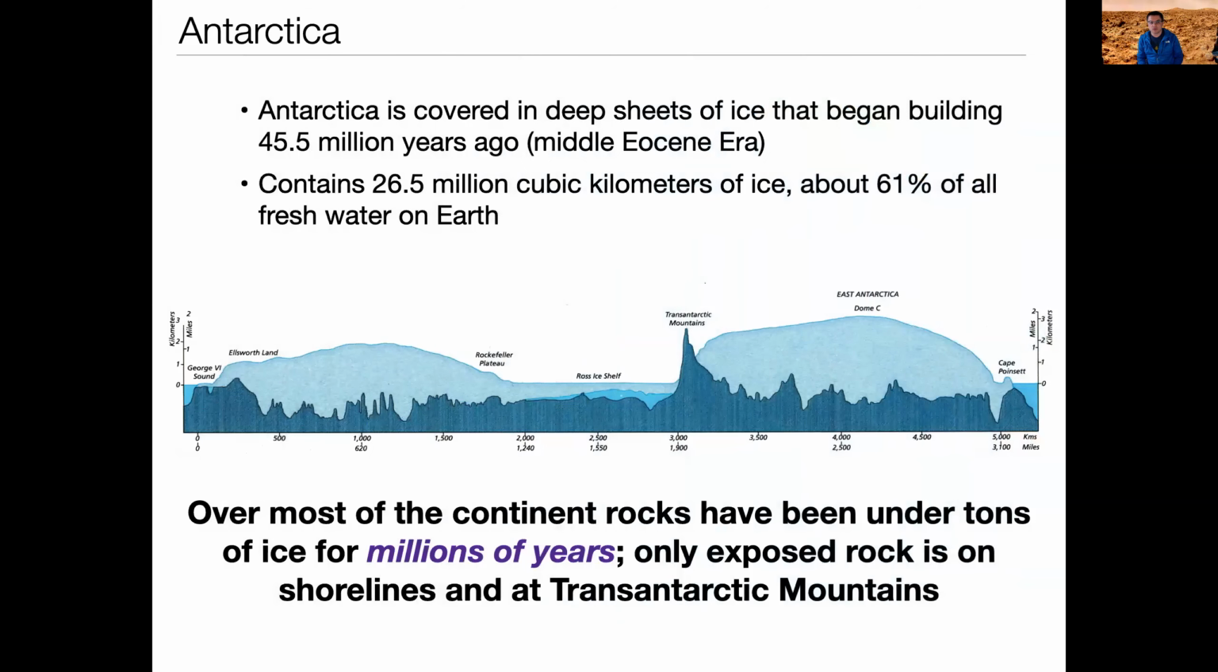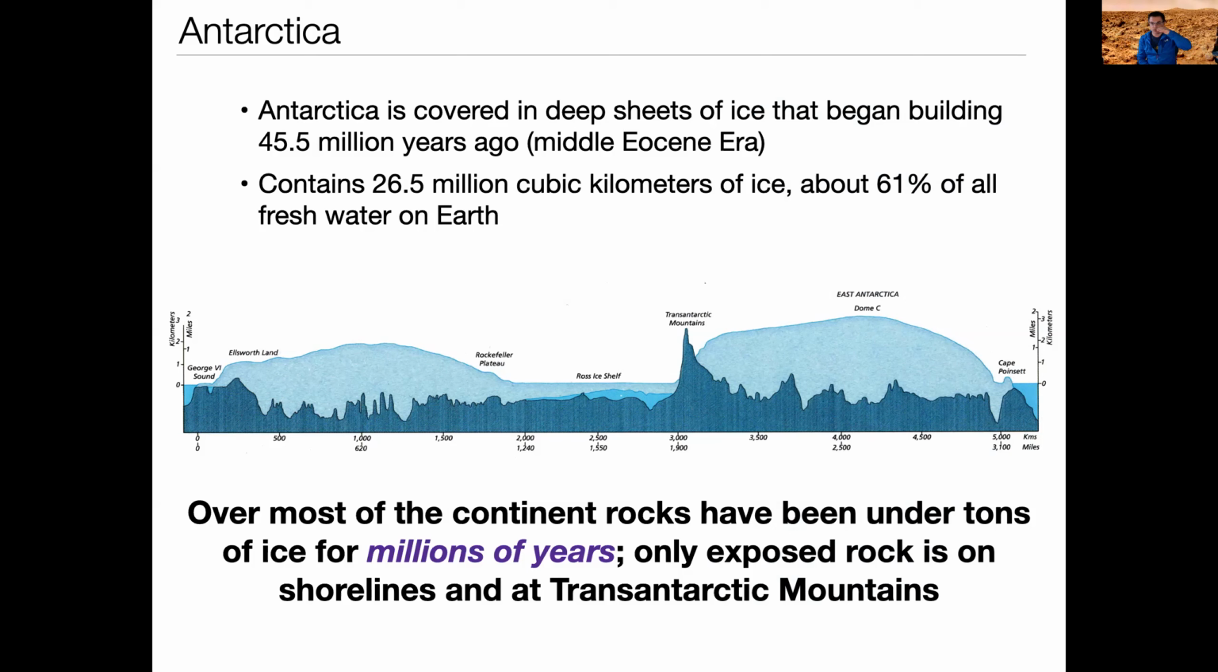Okay, so Antarctica is covered in deep sheets of ice. It is the only completely ice-covered continent still today. The icing of Antarctica began building about 45.5 million years ago in the middle of the Eocene era. And you can see in this cross section of the continent that most of the solid piece of the continent, what you and I would call the landscape, is currently buried under multiple kilometers of ice.